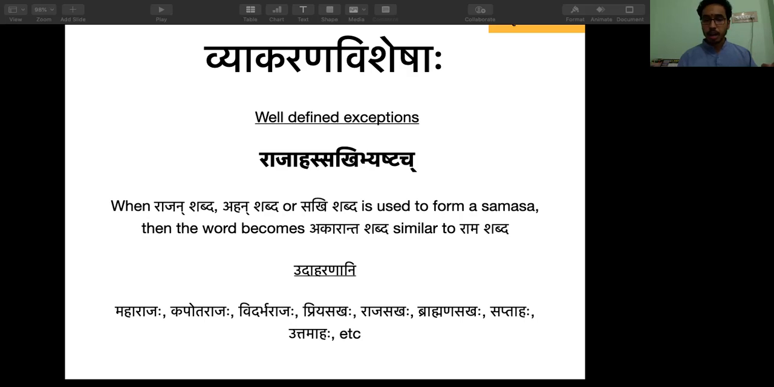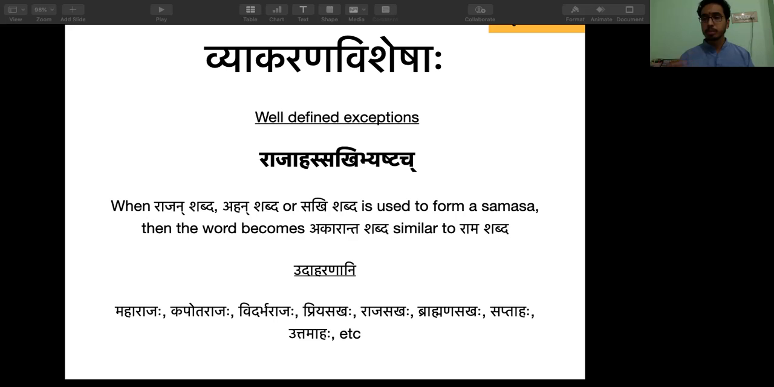For example, Maharajaha is similar to Ramaha. In Chitragriva Katha, we saw Kapota Rajaha. That is also like Rama Shabda. Vidarbha Rajaha. Any type of prefix you add to Raja, that complete word will become Akaranta Shabda. Similarly, Sakha: Priya Sakha will become Akaranta. Raja Sakha, Brahmana Sakha, all these are similar to Rama Shabda. Ahan is day. Saptaha is week. You are creating a Samasa meaning seven days, which is a week. Saptaha will become similar to Ramaha.